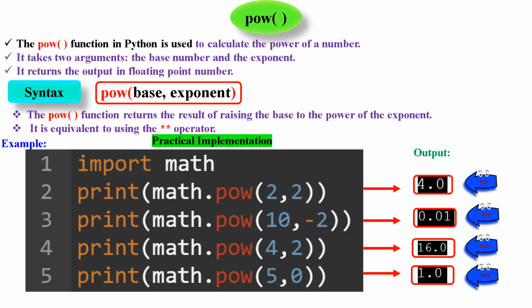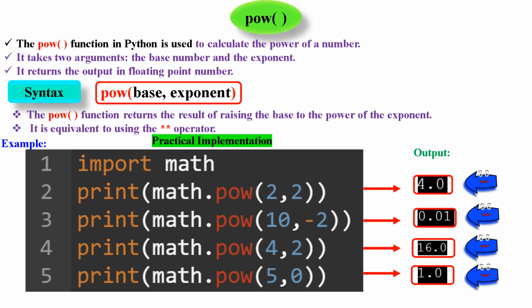Let's see some examples. In line 1, the import math statement in Python is used to import the math module, which provides a set of mathematical functions and constants. In line 2, this statement calculates 2 raised to the power of 2 using the pow function from the math module. The result is 4, and it is printed to the console.